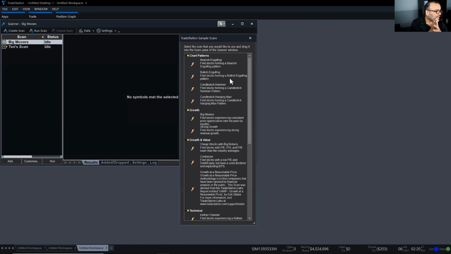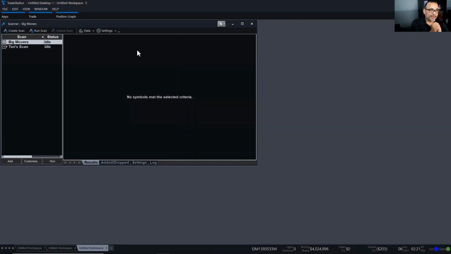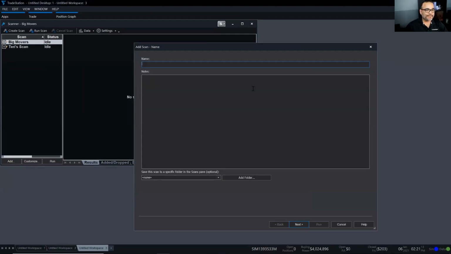Okay, so let's go ahead and create a scan of our own. Let's click on Add right here on the bottom left of the scanner. This will be a scan that will look at price, volume, EPS, and ATR. Let's use the same concept that we talked about and we started with. So the name, I usually put in everything that I'm going to be looking for so that when I look at my list of scans, I know what this scan is looking for.